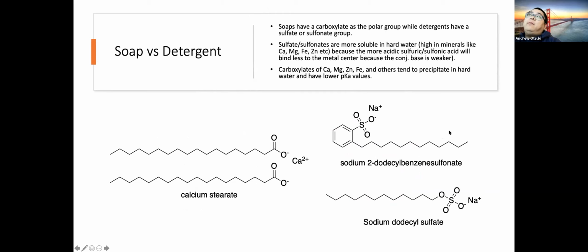So it's either a sulfate or a sulfonate, and the difference is sulfonates are better at dissolving in hard water, and that has to do with a few things. So they're more soluble in hard water. You're in Davis. When I was in Davis, the water was terrible.